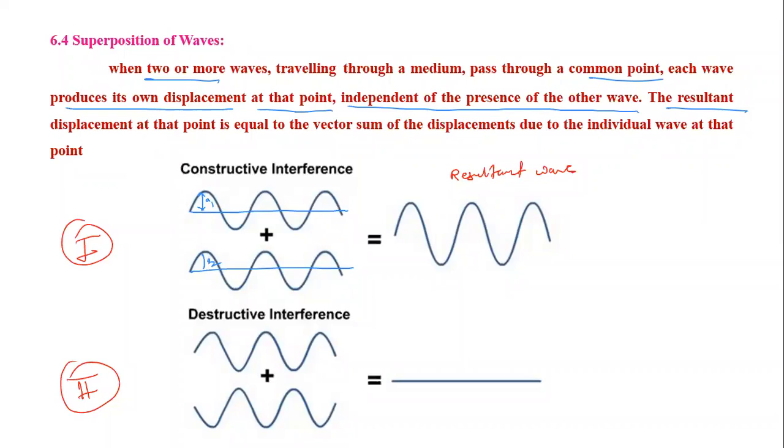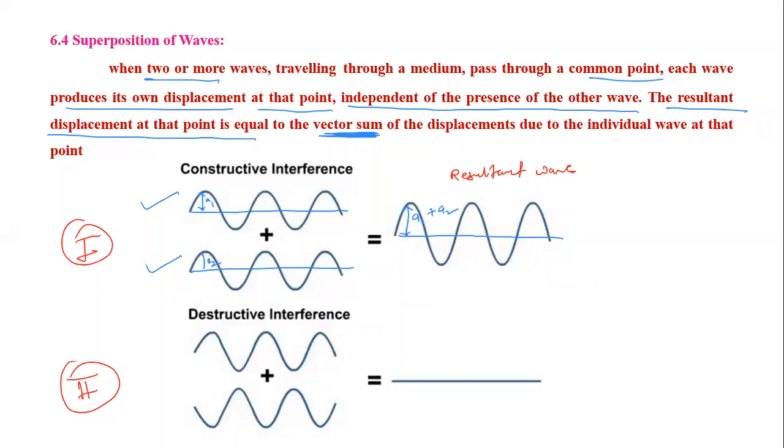And the resultant displacement at that point, when they superimpose with each other, is equal to the vector sum. This word is very important. Vector sum of their individual displacements. Now here, this is a resultant wave. So this is the displacement of the resultant wave. So here this displacement is equal to A1 plus A2, because the displacement of the first wave is A1, second is A2. So for the resultant one it is A1 plus A2.